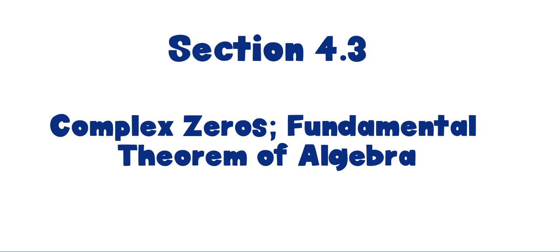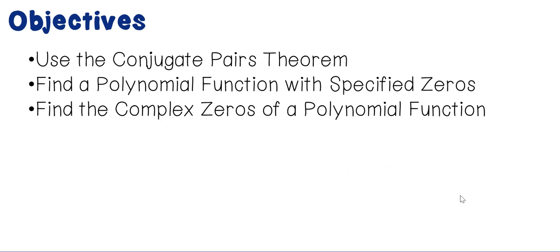Okay, so what we are doing today is Unit 4, Learning Set 3. It's covering complex zeros and the fundamental theorem of algebra. So our objectives are we're going to use the conjugate pair theorem, find a polynomial function with specified zeros, and find the complex zeros of a polynomial function.